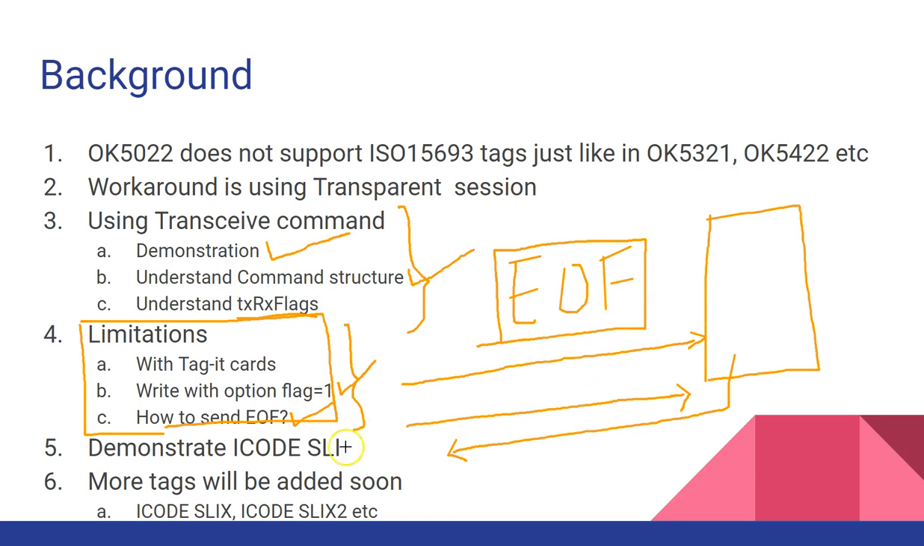In this video I'm going to demonstrate how to use this ICODE SLI tag. This is one of the simplest ISO tags you can understand. And when we add more tags, like ICODE SLIX and ICODE SLIX2, because now we understand how to use these SLI tags, it's very easy for any software developer to make this reader writer work with the SLIX and SLIX2 tags.